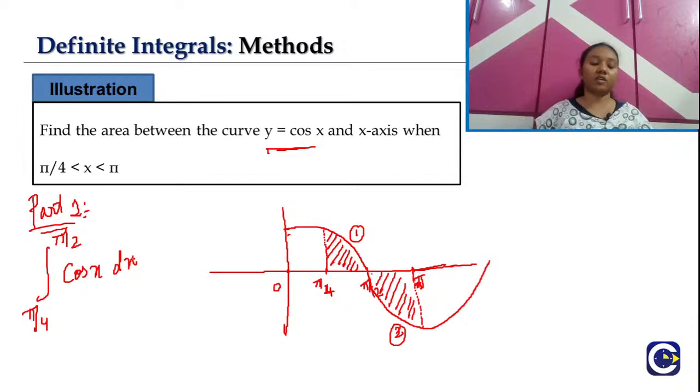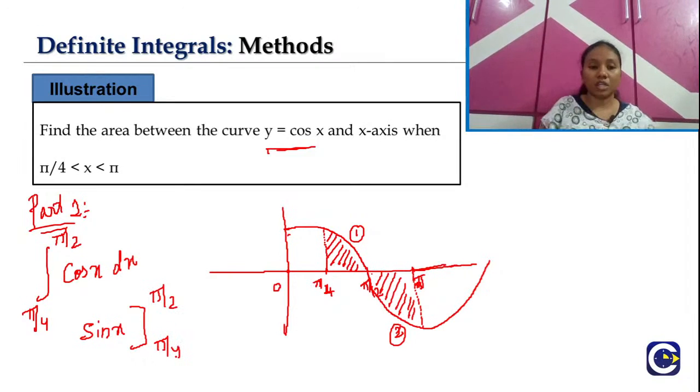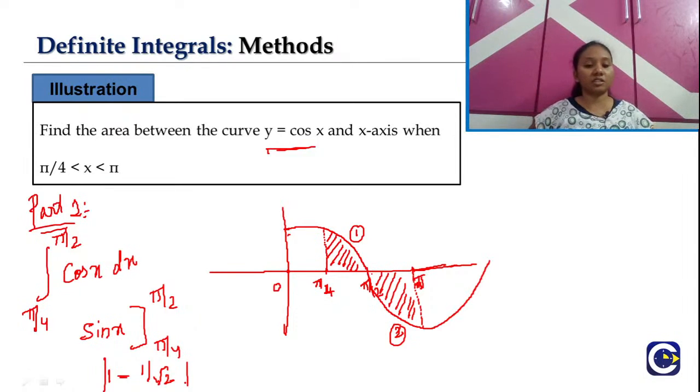What is the integration of cos x? So integration of cos x will be sin x, within the limits pi by 2 and pi by 4 here. So sin pi by 2 will be 1, minus sin pi by 4, which will be 1 by root 2. So this is our first part area, guys: 1 minus 1 by root 2. So similarly, can you guys find the second part area and let me know?